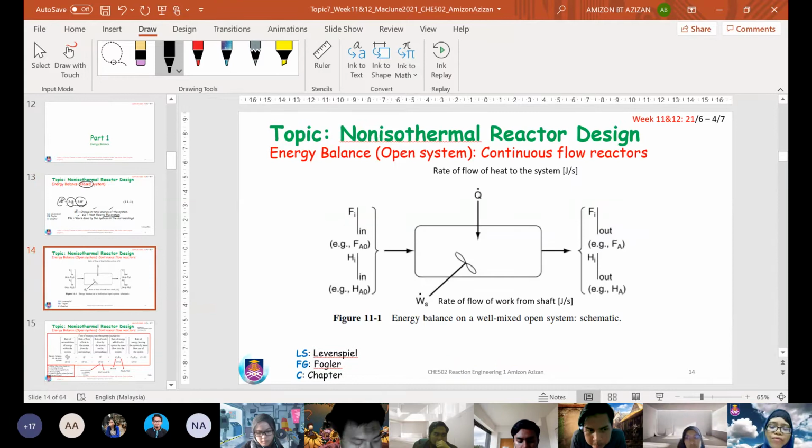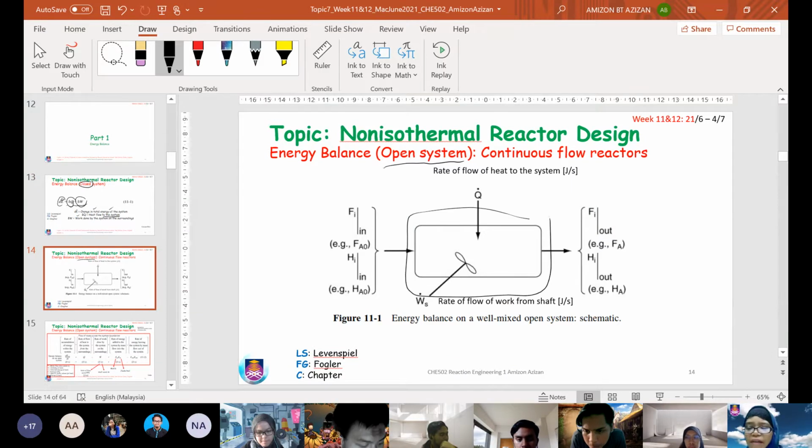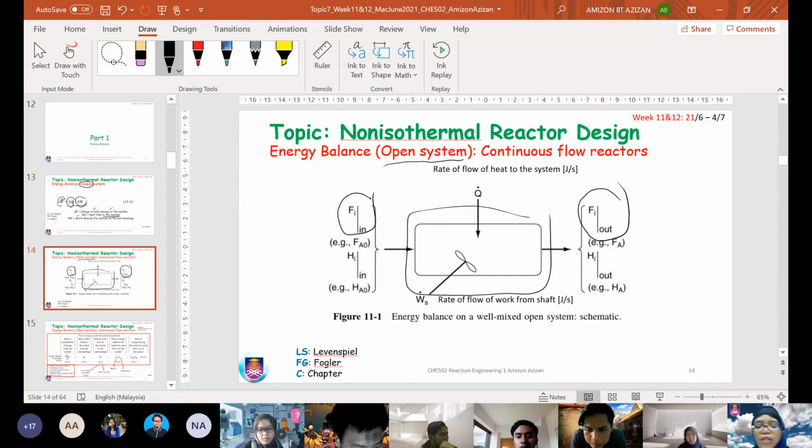Now, what about if we have an open system, yeah? Open system means you have a system, but there are flows coming in. So we have flow in, we have flow out of the system. So we can also write the energy balance based on the continuous flow reactors, for example, representing an open system. Again, for that system, we have the rate of heat flow.